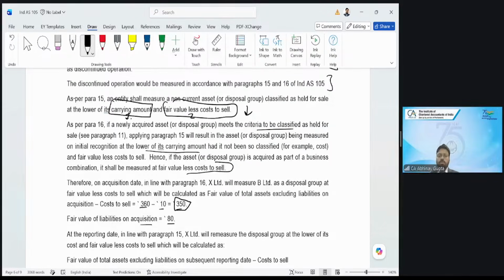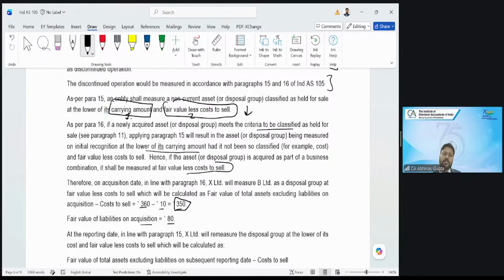So fair value less cost to sell for the assets is 350 and fair value of the liabilities acquired is 80 at the reporting date in line with paragraph 15. So we don't need to remember or mention the para numbers in the examination. That is not the requirement. But if you mention it, then please be 100% sure that you are mentioning it correctly, right?